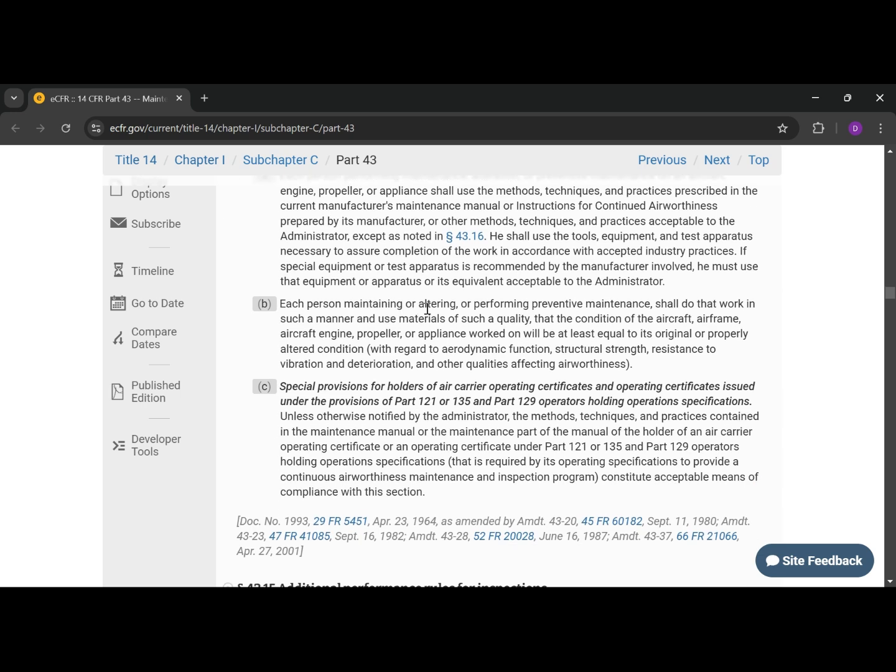Each person maintaining or altering or performing preventive maintenance shall do that work in such a manner and use materials of such a quality that the condition of the aircraft, airframe, aircraft engine, propeller, or appliance worked on will be at least equal to its original or properly altered condition, with regard to aerodynamic function, structural strength, resistance to vibration and deterioration, and other qualities affecting airworthiness.